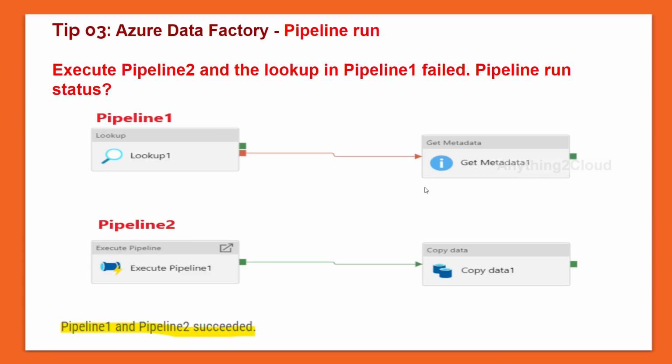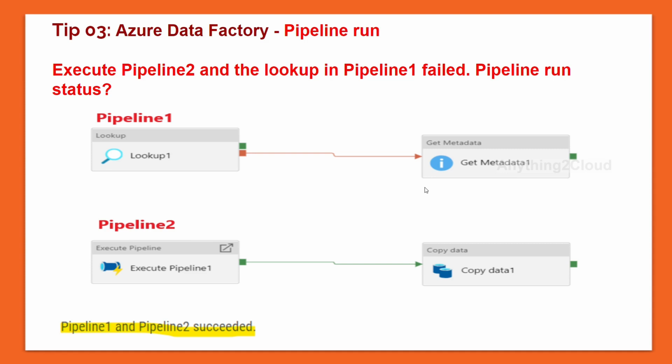Then let's move to the next tip regarding pipeline runs. For example, I have two pipelines here. The first pipeline has Lookup 1 followed by a Get Metadata activity. If Lookup 1 fails, then it's going to take the data from Get Metadata. So that is all about pipeline 1. Next, pipeline 2. Pipeline 2 is going to execute pipeline 1 followed by a Copy activity.